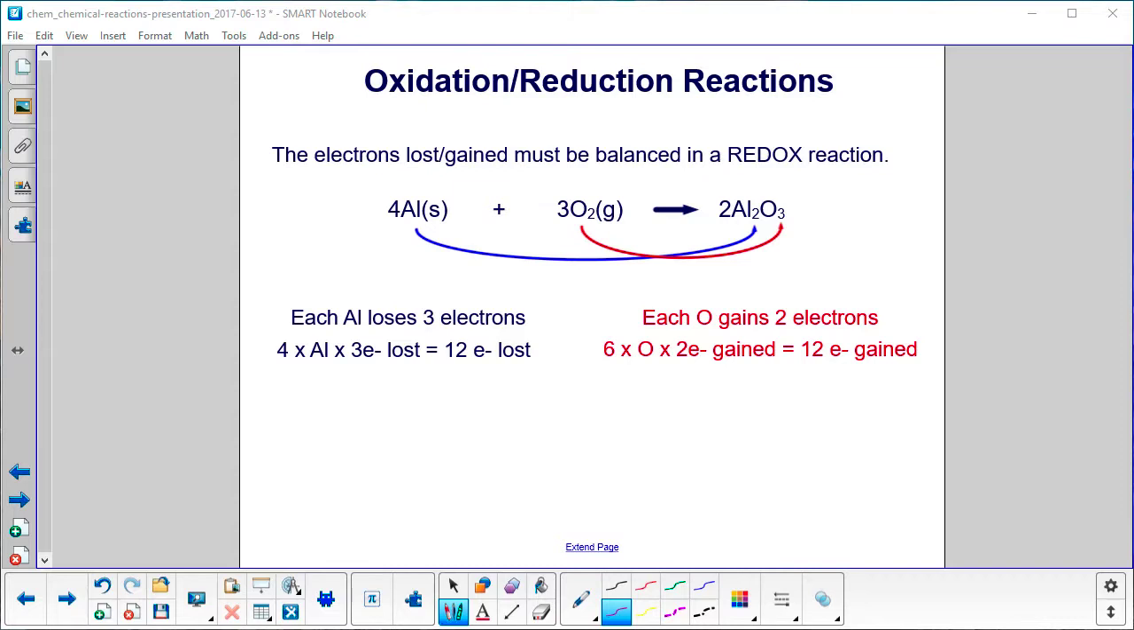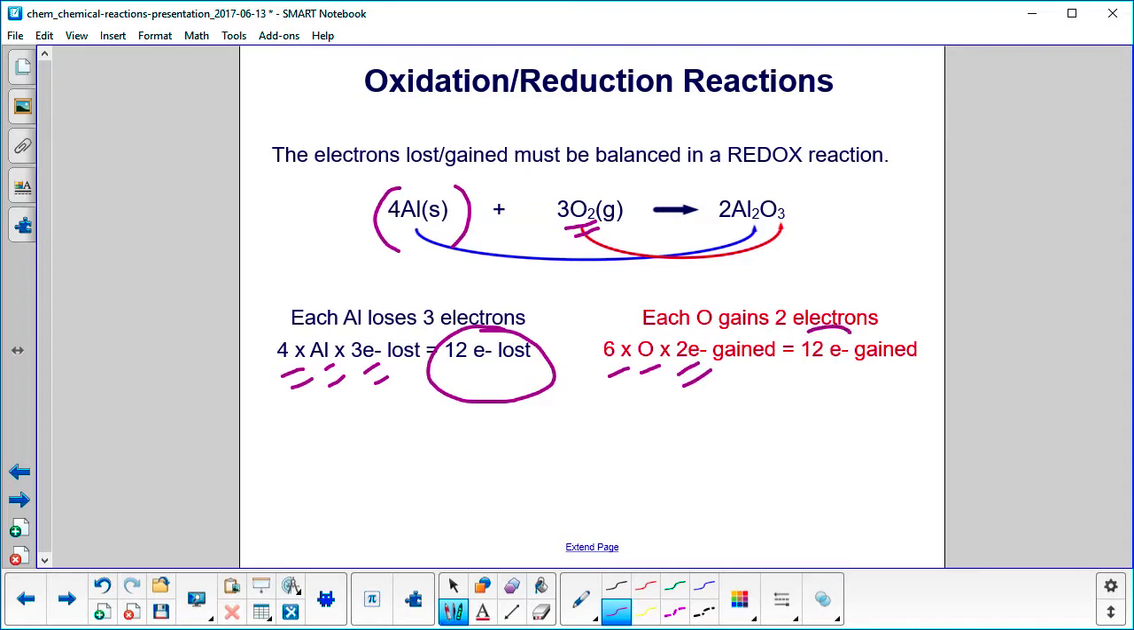Now, of course, because of the conservation of matter, mass, the electrons lost or gained must be balanced in a redox reaction. So let's look again here. We have 4 aluminums in the beginning. Each one of them, so here's 4 times aluminum, 4 aluminums. Each one loses 3 electrons. 4 times 3, 12. Hopefully the oxygen picks them all up. Well, let's see. Each oxygen will gain 2 electrons. There's 6 oxygens, right? 3 times 2. 6 oxygens, each one gains 2 electrons, 6 times 2, 12 electrons gained. Excellent.